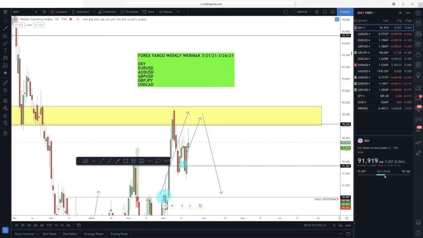If you guys are unfamiliar with this, we're just going to run through the following pairs: dollar index, EU, AU, GU, GJ, UCAD, and then you'll get a bonus of the Euro AUD. So let's go ahead and dive into it.